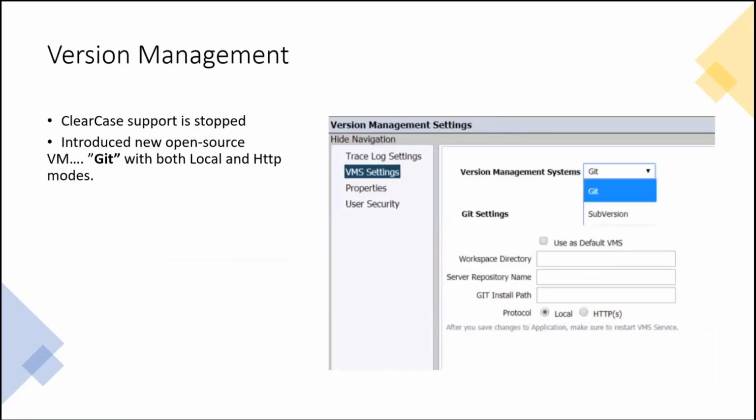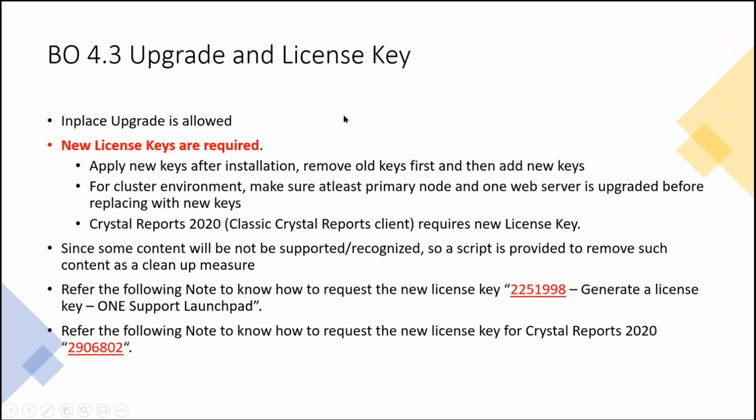Also, in terms of changes in database types, the version management database, as in the past for 4.2 and earlier versions, had Subversion and ClearCase. ClearCase is gone and has basically been replaced with Git as a database type. So version management slightly changed as well.